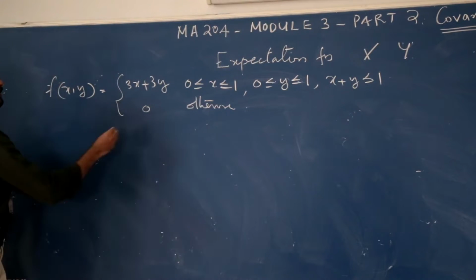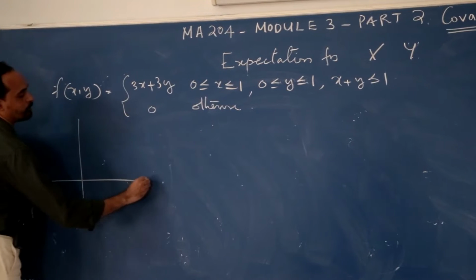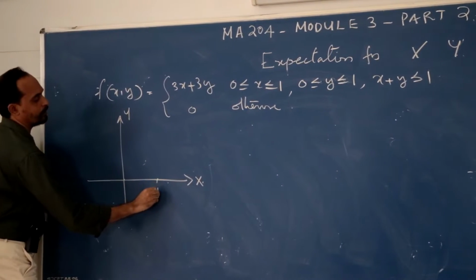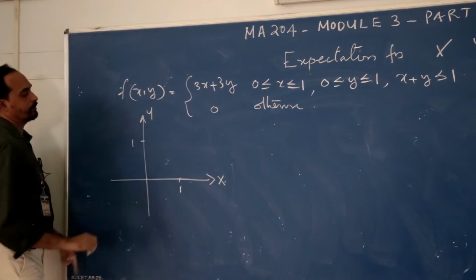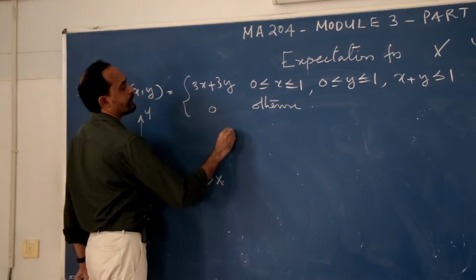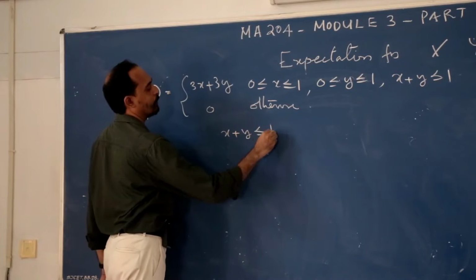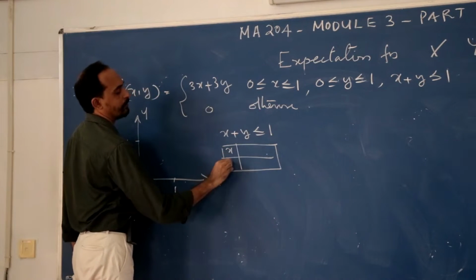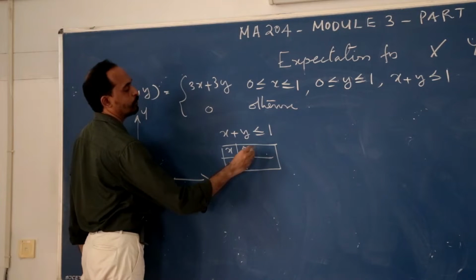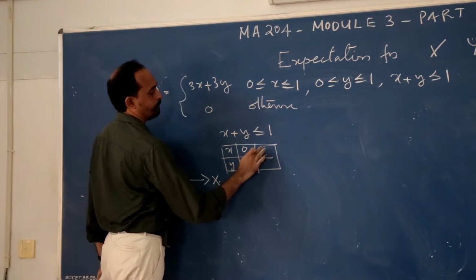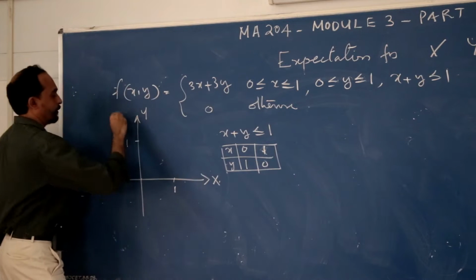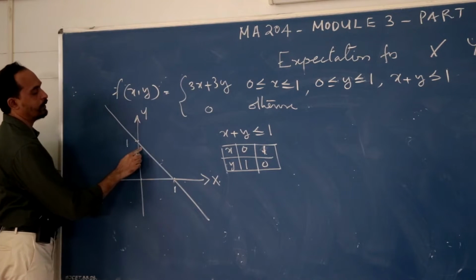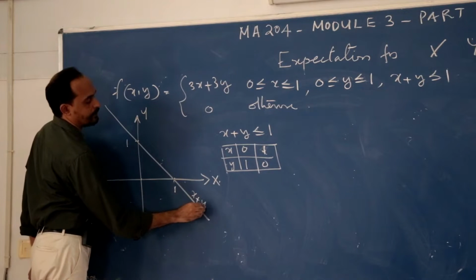Here, x varies from 0 to 1, x-axis is here, y-axis, x varies from 0 to 1, y varies from 0 to 1. Next condition is x plus y less than or equal to 1. For this you plot x plus y is equal to 1. When x equal to 0, y equal to 1, y equal to 0, x is equal to 1. So a line passing through these 2 points, 1 0 and 0 1. This line is x plus y is equal to 1.